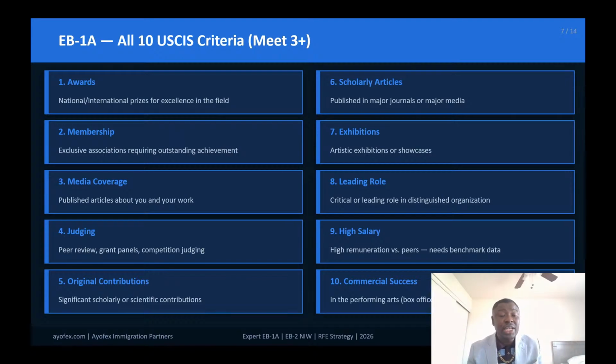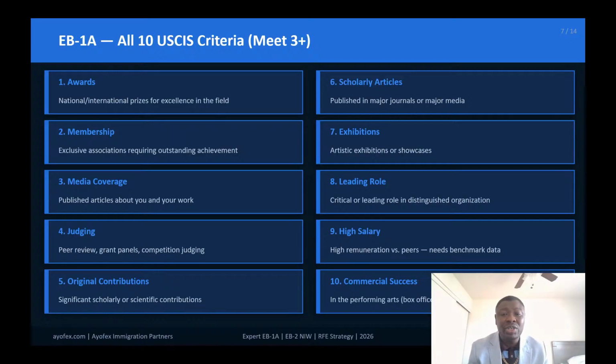The fifth one is original contribution of major significance. If you have made original contributions in your field that others are using or that have significantly advanced your field, then you can claim this criterion.